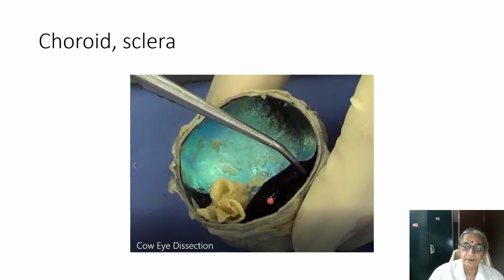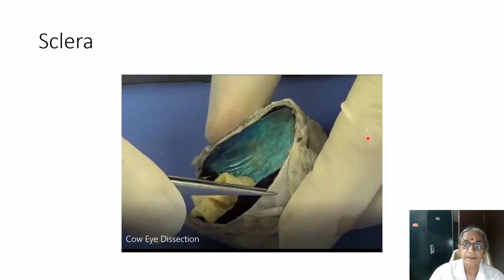Then the one that is pushed with the probe is the choroid, the dark one, which is a vascular layer. And now you can see the fibrous sclera, which is also keeping the shape of the eyeball. This is the sclera and this is the choroid and this is the retina.